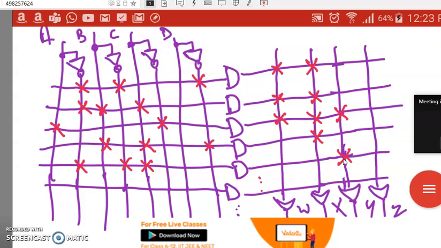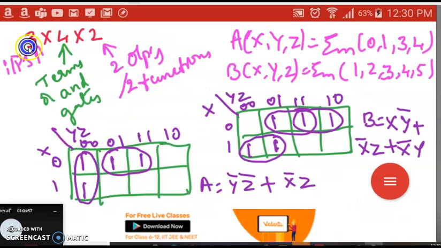Yeah, I think these are the differences between PLA and PAL. Any doubts regarding this? So the question now is, you have to implement with the PLA 3 cross 4 cross 2. The meaning is 3 inputs, 4 terms or 4 AND gates, 2 outputs or 2 functions which you need to implement. So these are the 2 expressions given, meaning these are the 2 functions.